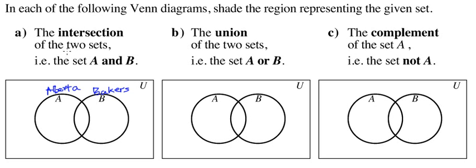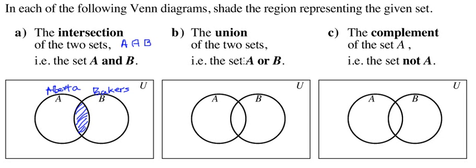So the intersection of two sets, i.e. set A and B, this would be like A upside down U and B, and I've been telling you to think of this like an and symbol. If you're in circle A and circle B, then you've got to be in here. Those are the people who are Albertans and also bakers.